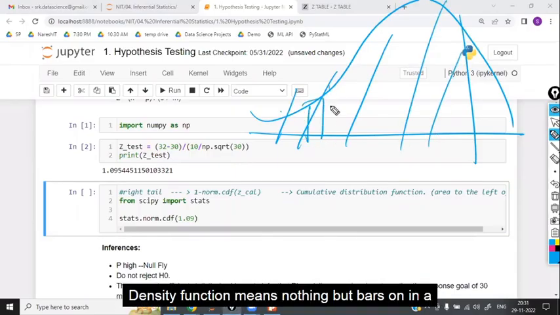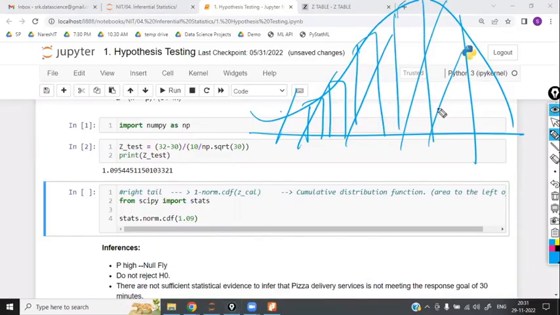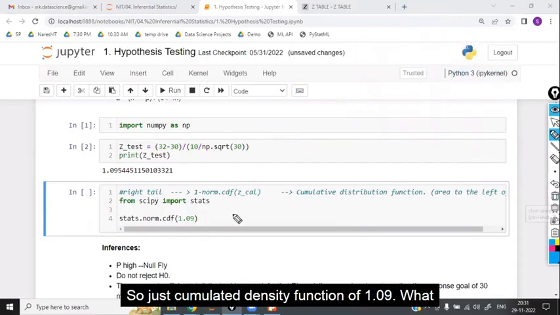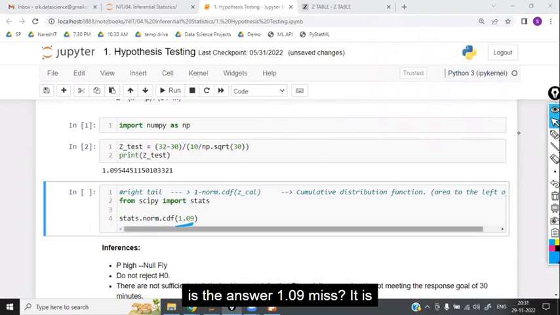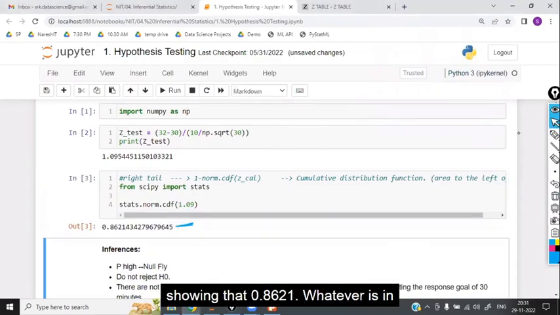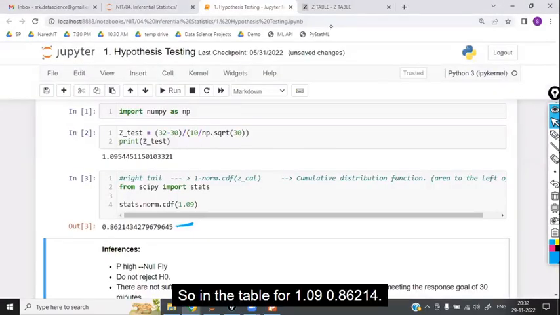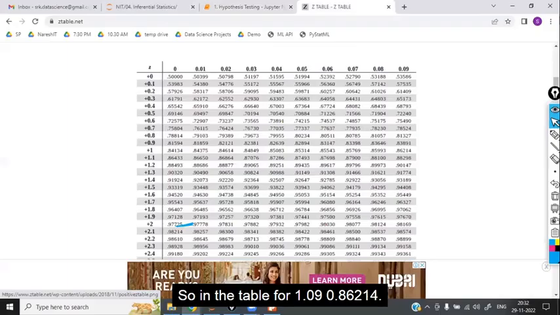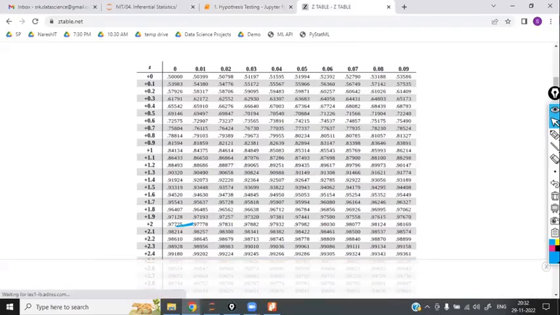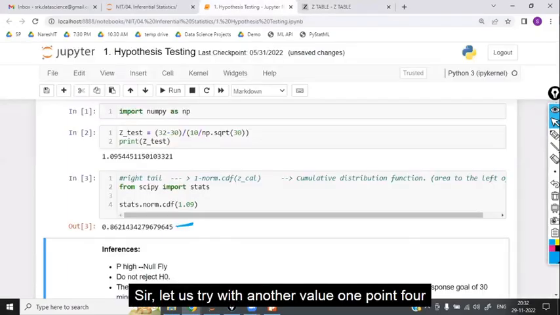Density function means nothing but bars, a histogram, right? The histogram it is going to add. So just the cumulative density function of 1.09. What is the answer? 1.09 shows 0.8621. Whatever is in the table, the same value. If you want, you can see the table also. Where is the table? So in the table for 1.09, 0.86214.